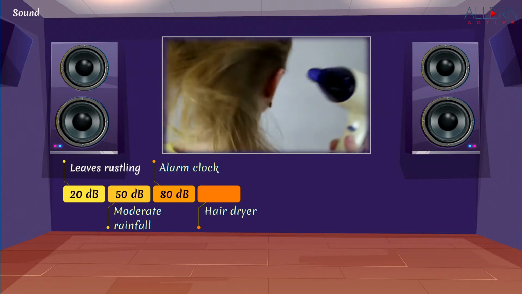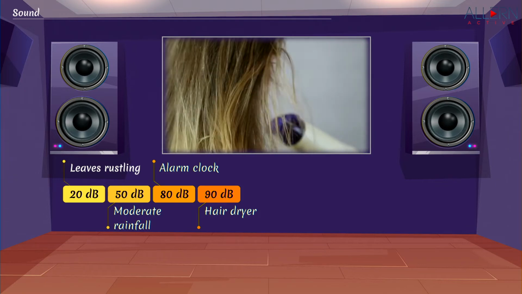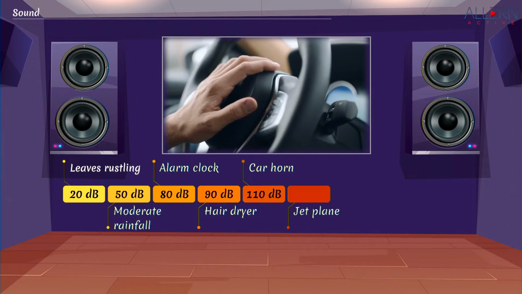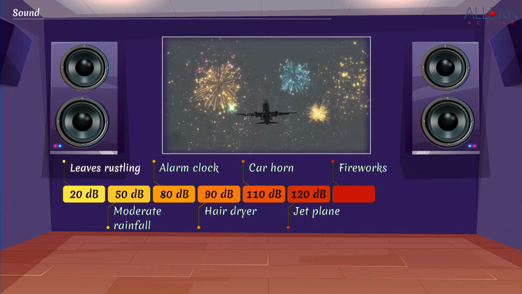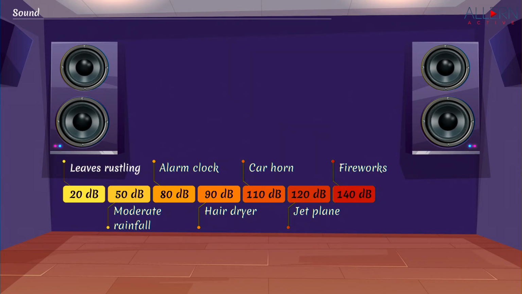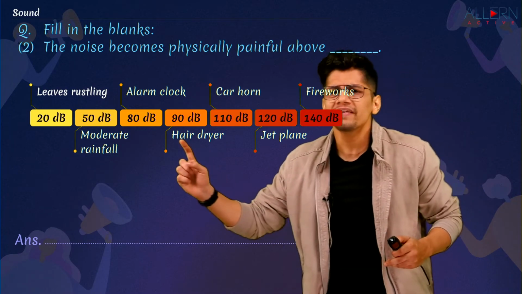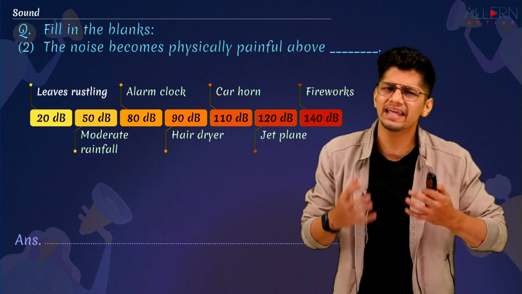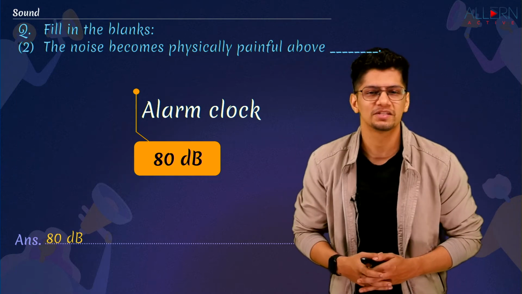Now obviously, above that we have the hair dryer. Hair dryer is 90 decibels. Again irritating to the ear. Car horn, 110 decibels. Then we have jet plane, oh God, 120 decibels. And here we have fireworks, which is 140 decibels. So here you saw that above 80 decibel, sound was physically painful, right? It was irritating to us. So the correct answer over here is above 80 decibels.